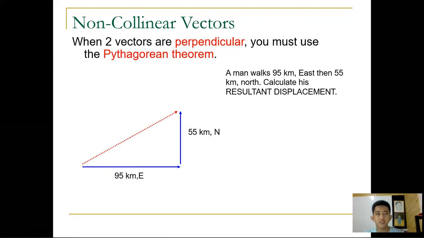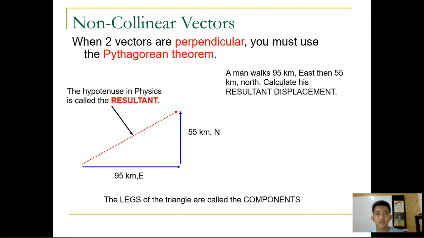Let's take note that this forms a right triangle, which means that we can identify the resultant displacement using the hypotenuse. This hypotenuse in physics is called the resultant, here the resultant displacement, as a vector quantity. The legs of the triangle are now called the components. So we have the horizontal component and the vertical component.